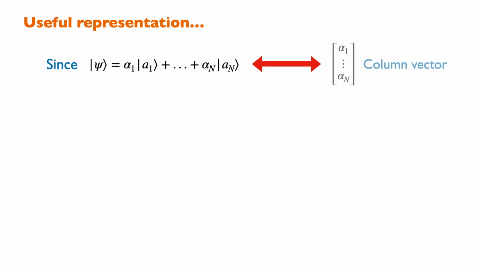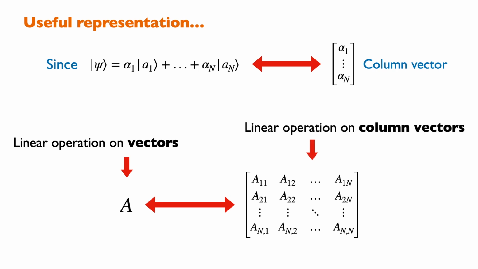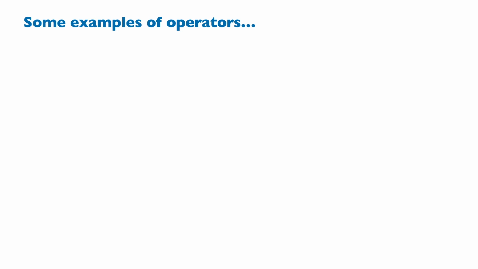A useful representation of an operator is a matrix, since a vector can be represented as a column. The operator, which is a linear operation on vectors, can therefore be represented by a matrix, which is a linear operation on columns. I will explain how to construct a matrix corresponding to a given operator shortly. Now let's look at some examples of operators relevant to quantum mechanics.